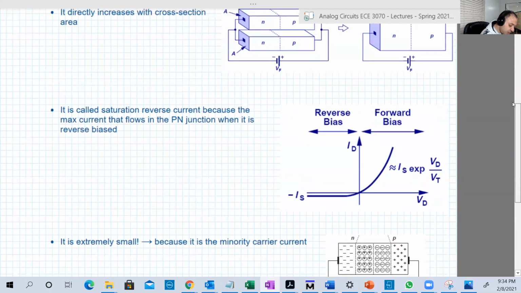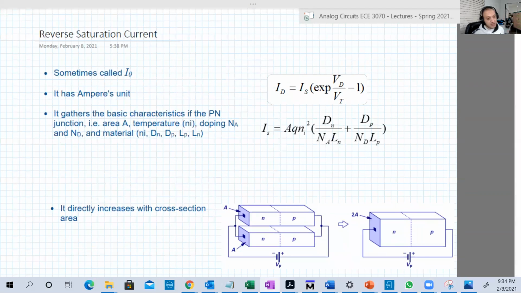Now let's study this reverse saturation current. Our first observation is, why is this basically a current? It's just a constant, but why can we call it a current? Let's look at the original equation. Of course, this equation has some derivation, but it's beyond our interest here.